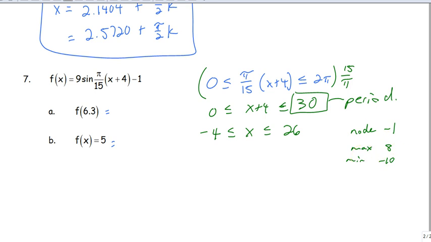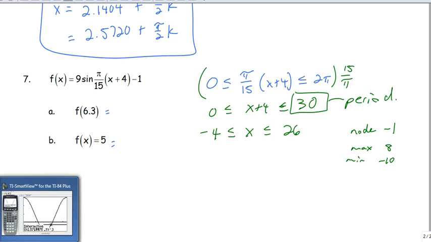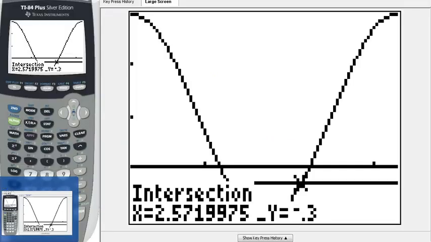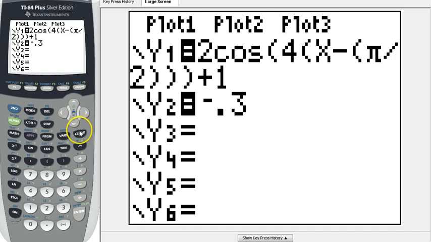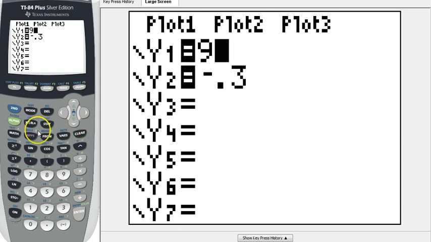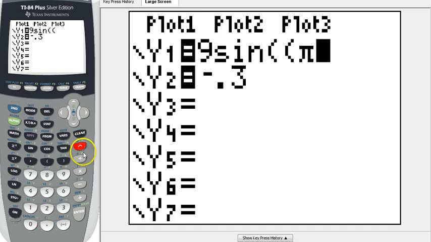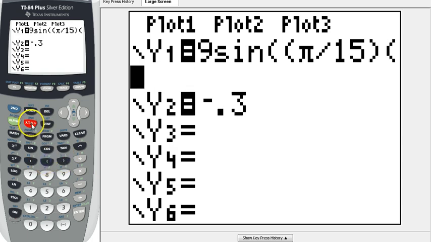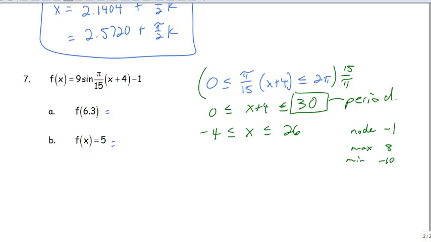So let's type this in the way it is. I have 9 sine of pi over 15. Make sure you type this correctly. The pi over 15 has to be in its own parentheses, because it's that, and then it's x plus 4. Close that out, and then close it again. Now we're out of the sine. And then, what was it, minus 1? Minus 1.